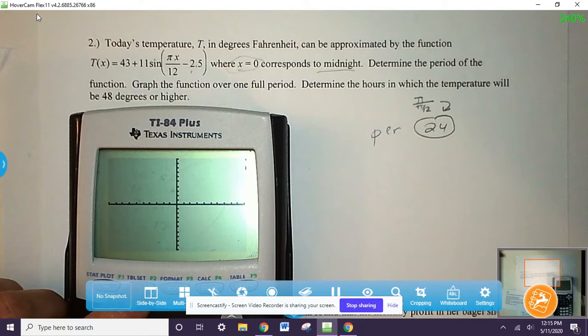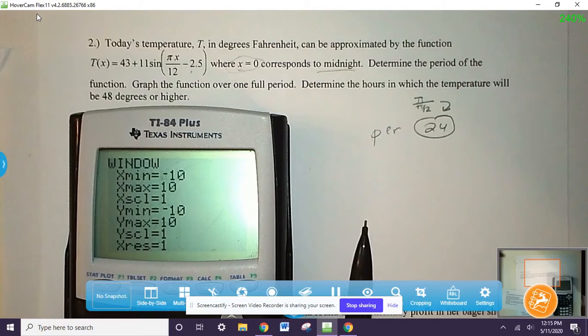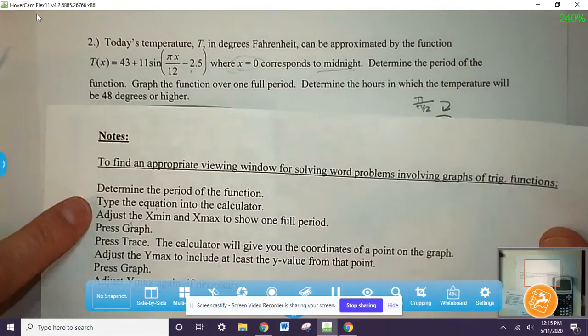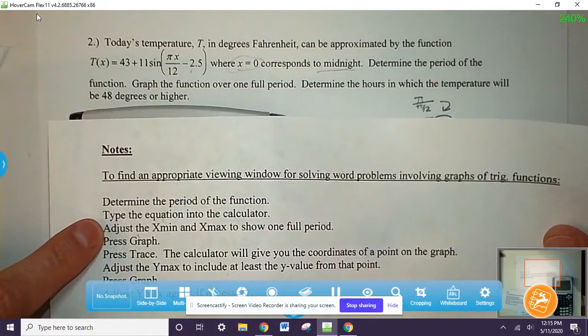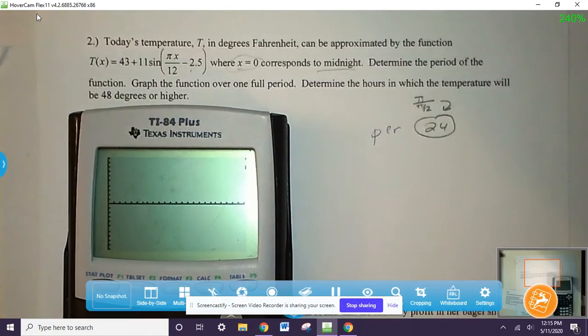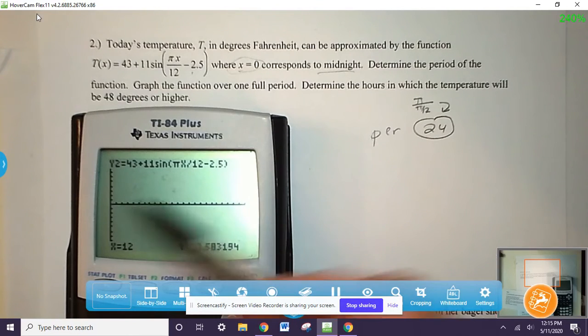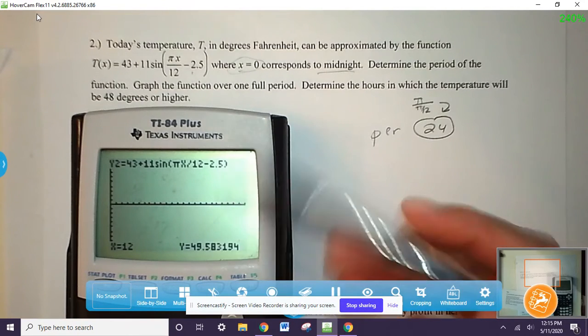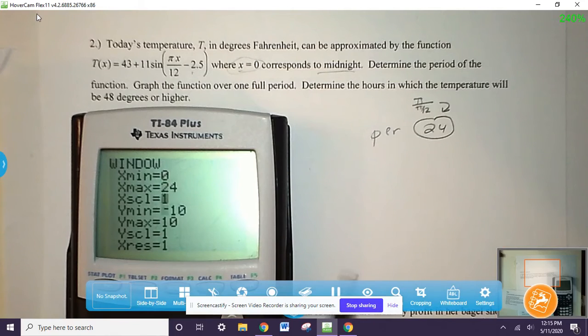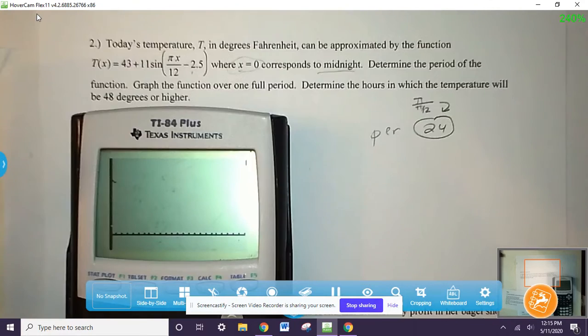when I didn't see anything, I first changed my X-min to 0, my X-max to 24, because we found out that the period was 24. And then I didn't see anything when I graphed. So if you hit trace, you'll find a point on the graph. There's always going to be the midpoint of whatever your window is. So at 12, we're up at 49. So you might have first tried like 50 for your Y max, or you could try 60, or you could try 70, you could try 100.